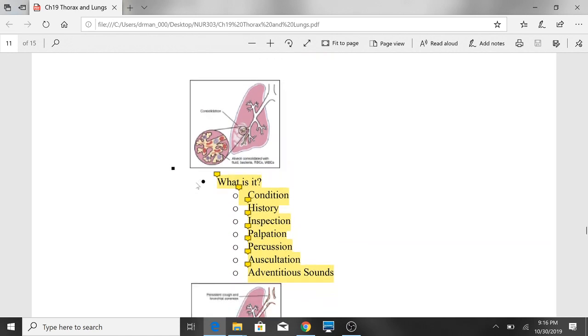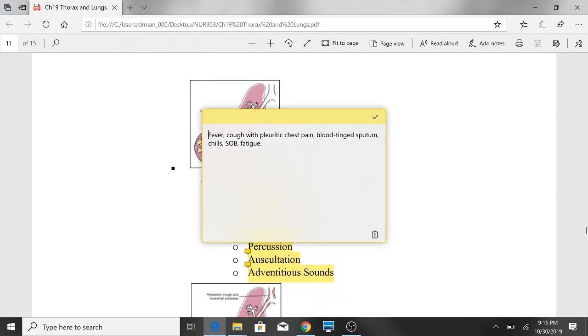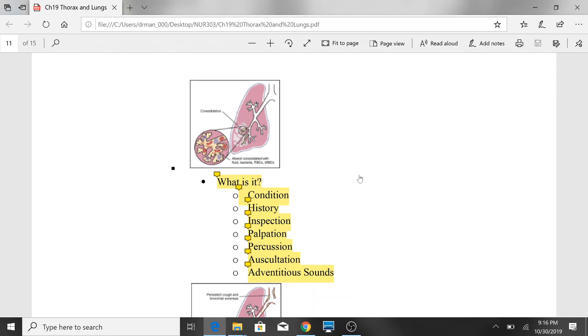Alright, what is this? Said lobar pneumonia would be correct. What is the condition of lobar pneumonia? I'm just going to say it. White blood cells and red blood cells get into the alveoli. And that's what's up. What's the history of someone with lobar pneumonia? Fever, cough with pleuritic chest pain, blood-tinged sputum, chills, shortness of breath, and fever.